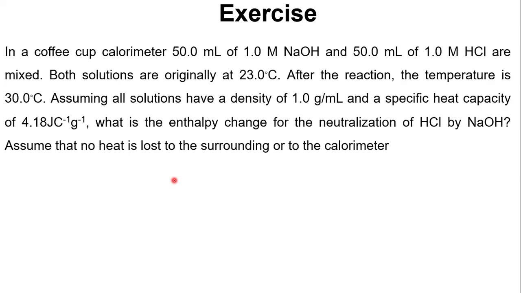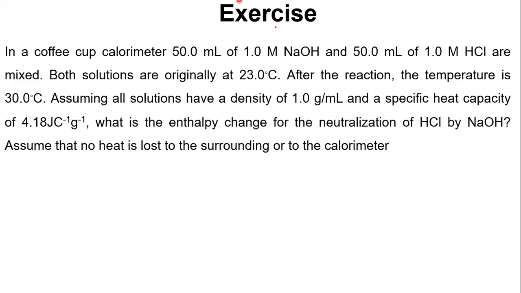Now we are saying that in a coffee cup calorimeter, 50.0 mL of 1 molar NaOH and 50 mL of 1 molar HCl are both mixed. Both solutions are originally 23 degrees Celsius. After the reaction, the temperature is 30 degrees Celsius, assuming all solutions have a density of 1.0 gram per mL and a specific heat capacity of 4.18 joule per degree Celsius per gram. What is the enthalpy change for the neutralization of HCl by NaOH? Assume that no heat is lost to the surroundings or to the calorimeter. Very simple question, easy peasy, lemon squeezy.